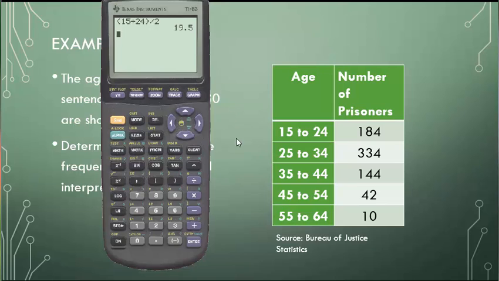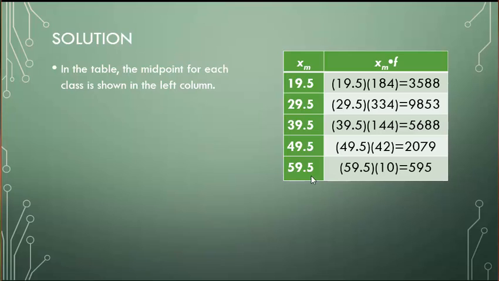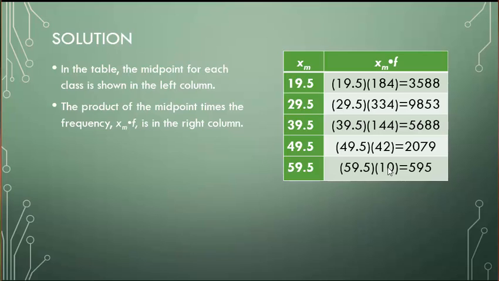And then we want to multiply those midpoints by the class frequencies. Let's see what we get here. So here are those 5 class midpoints that we were talking about. And then we want to multiply that midpoint times the frequency of the class. So for the first class, 19.5 times 184, we get 3,588. 29.5 times 334 gives us 9,853, and so on for the remaining 3 classes. And notice the product is given in the right-hand column.